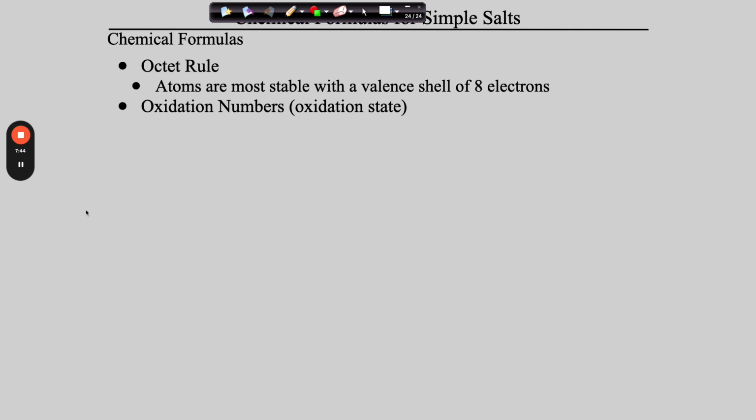So what are oxidation numbers or states? And the answer is this. These are the charges that atoms take on when they bond ionically. Give you a moment to write that down. And then we're going to talk about some examples, and you're going to find out that this is familiar.